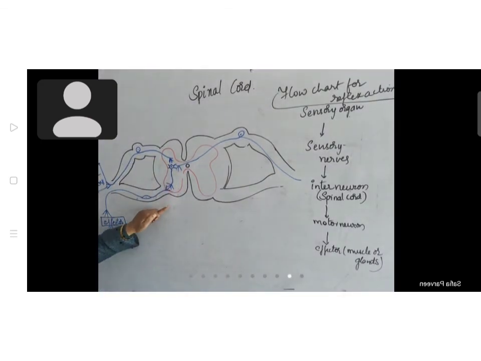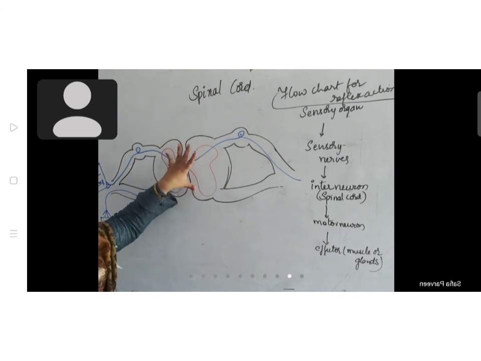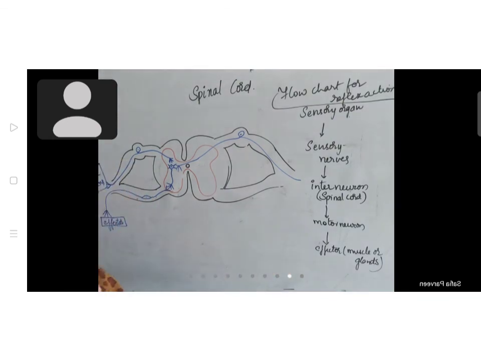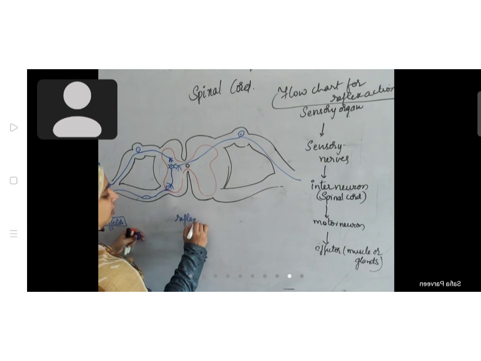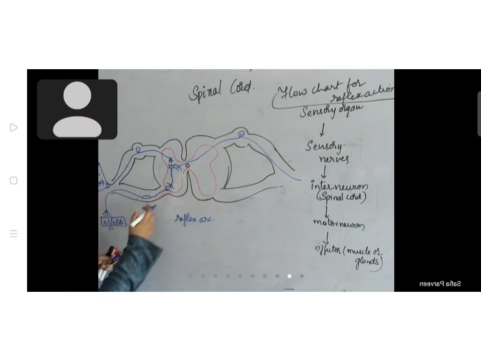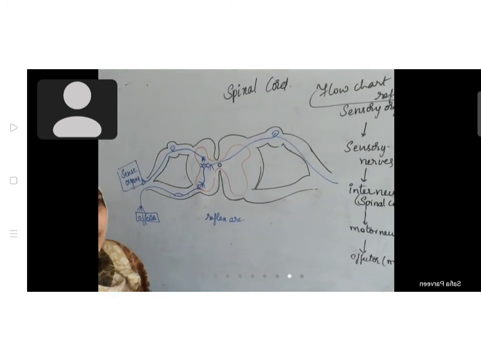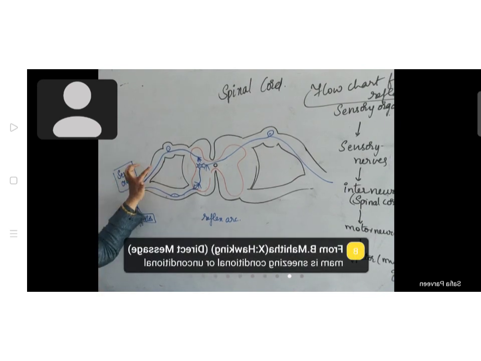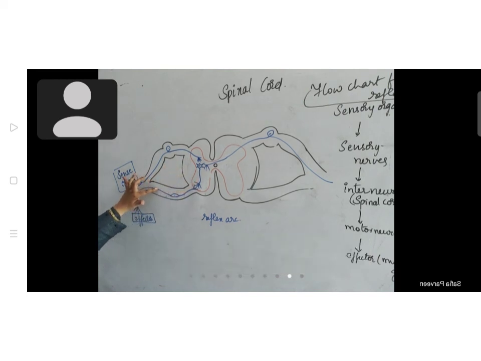For a reflex action, you definitely need to draw the T.S. of the spinal cord. In that, we should represent this flowchart. That is called a reflex arc. The reflex arc is the representation of the pathway of reflex action in a diagrammatic manner. So what is the pathway? Sense organs to sensory nerves to interneuron to motor neuron to effector.